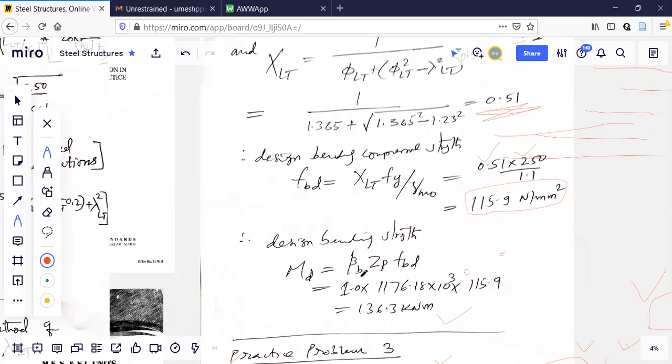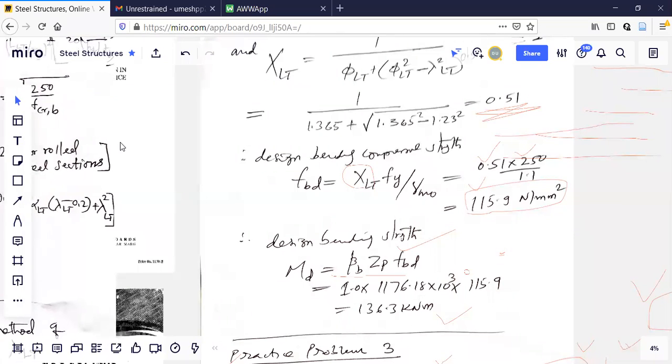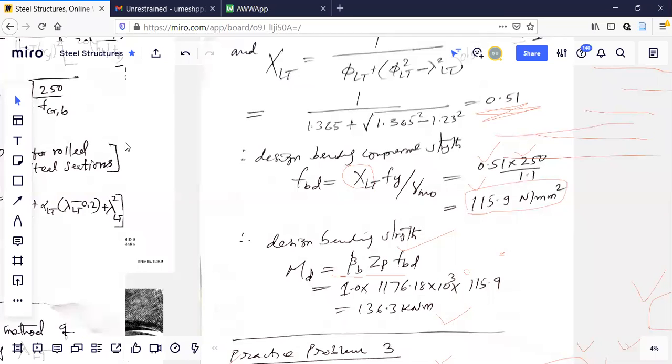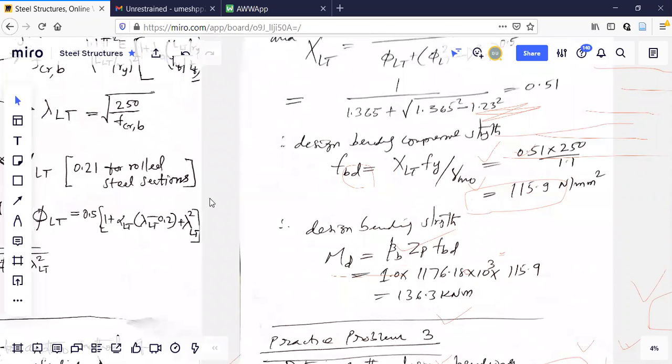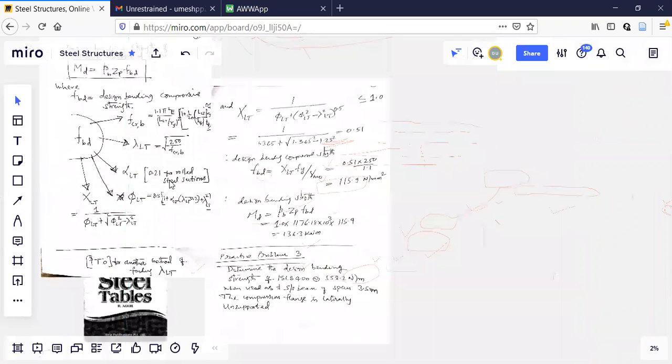MD means, see this beta P is 1, ZP is the same. FBD, what has happened to this? Normally it should have been 250, it is 115 because of all this. So just to get chi LT, I have done so many calculations. My ultimate aim was to find a factor which I have to multiply with Fy so that the actual stress comes down because of lateral torsional buckling.